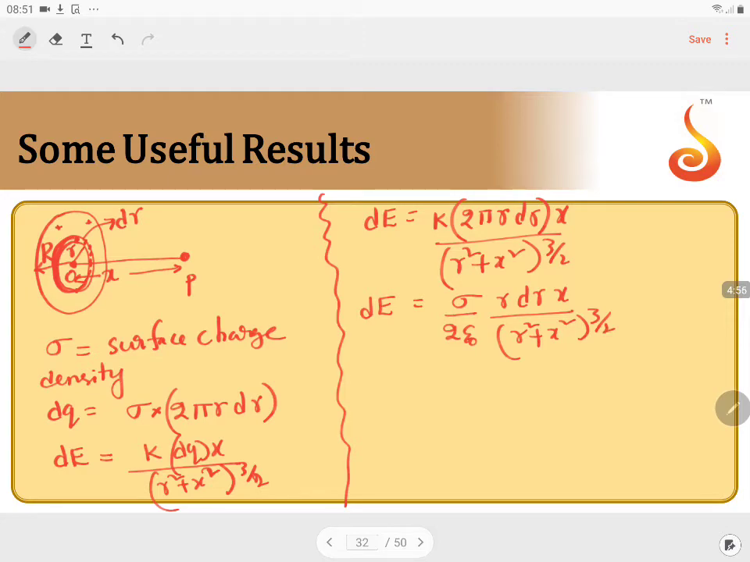Here r is variable and x is constant. To get the total electric field we have to integrate this. So integral dE is equal to sigma by 2 epsilon naught, x is constant, integral r dr divided by r square plus x square whole power 3 by 2. Now the value of this integral is minus 1 by x cos theta. x is constant. So that is the value of this integral.